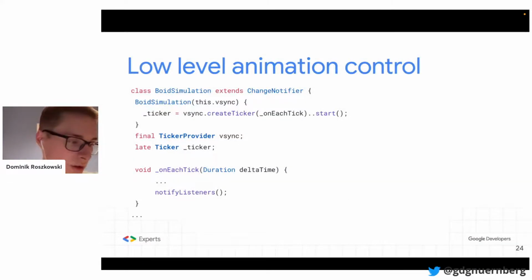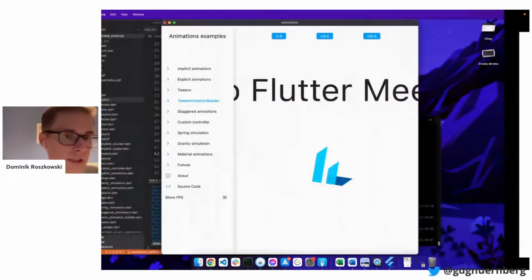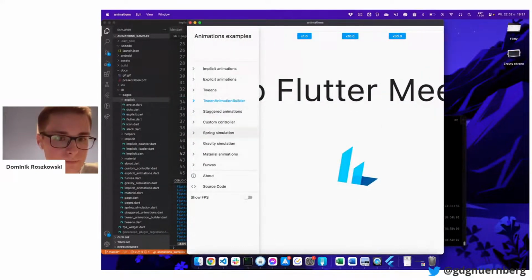So all of these things that I've mentioned so far are super built-in, available for you, maybe aside from the implicitly animated widget where you have to implement it on your own. However, sometimes you have to go a level lower in your animation control. And here's where the ticker provider and ticker come handy. So what I do here is that I have some simulation, and let me show you this in practice. How does it look like?